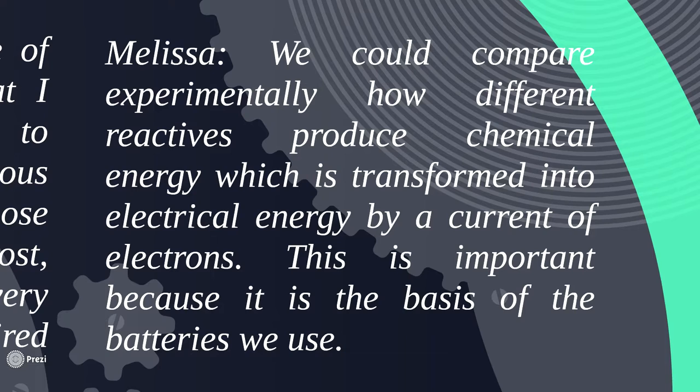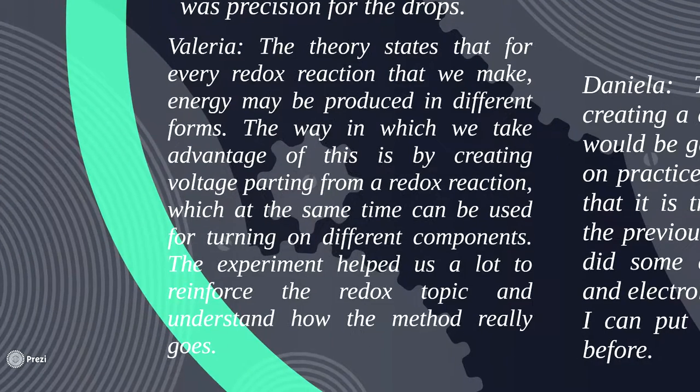We could compare experimentally how different reactants produce chemical energy, which is transformed into electrical energy by a current of electrons. This is important because it's the basis of the batteries we use. The theory states that for every redox reaction that we make, energy may be produced in different forms. The way in which we take advantage of this is by creating voltage starting from a redox reaction, which at the same time can be used for turning on different components.